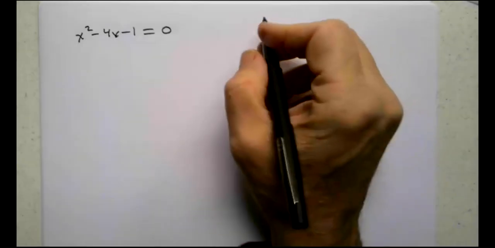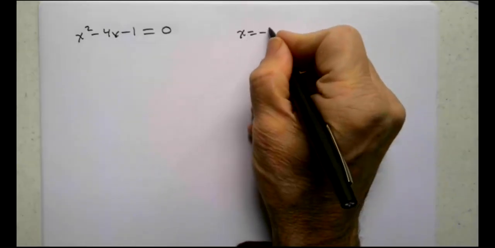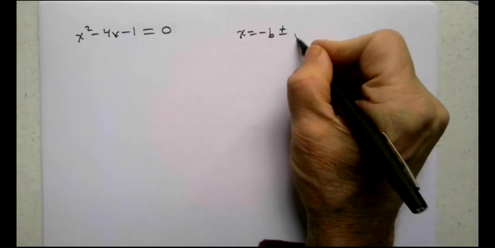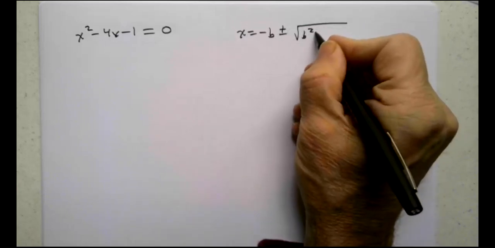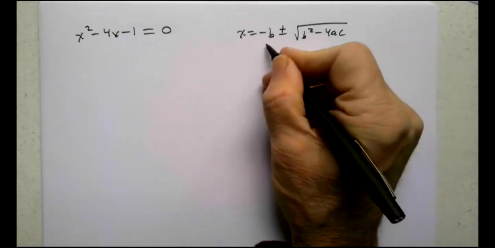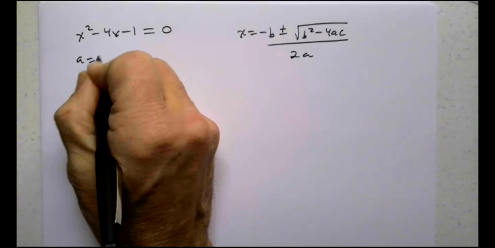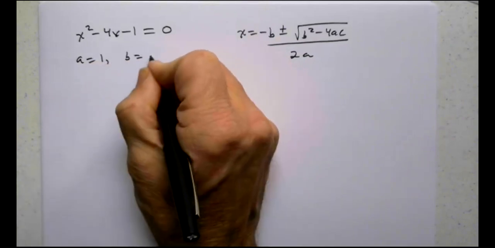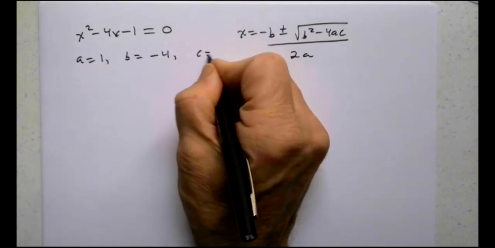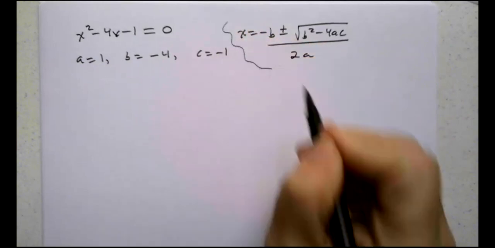Okay, so remember our formula is x equals negative b plus or minus the square root of b squared minus 4ac all over 2a. What do we have here? We have a is 1, b is negative 4, and c is negative 1.